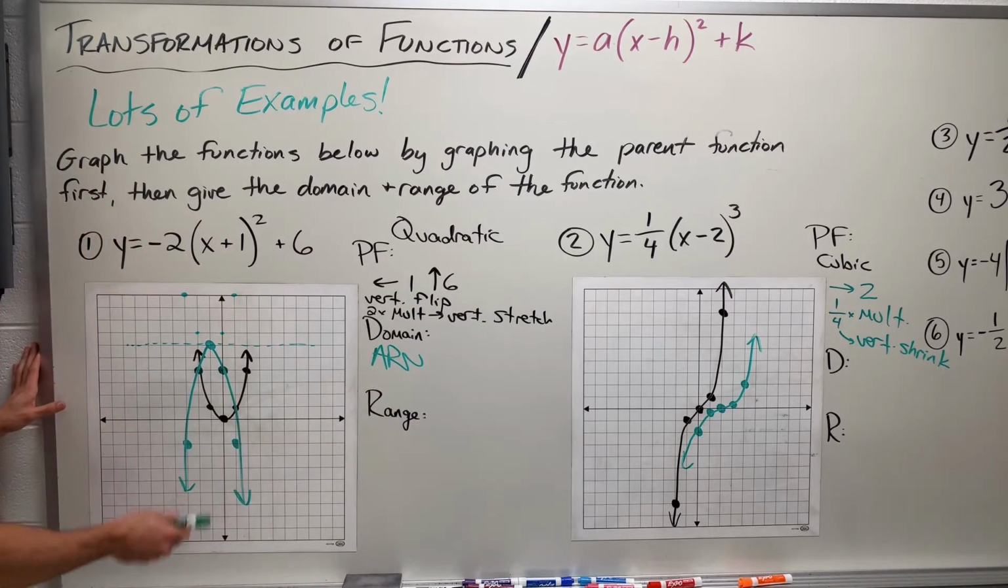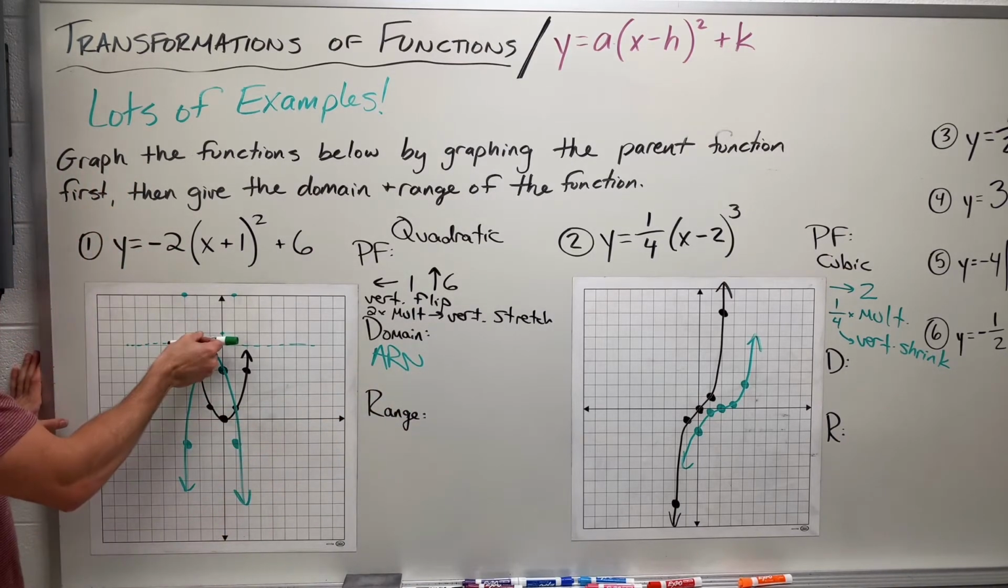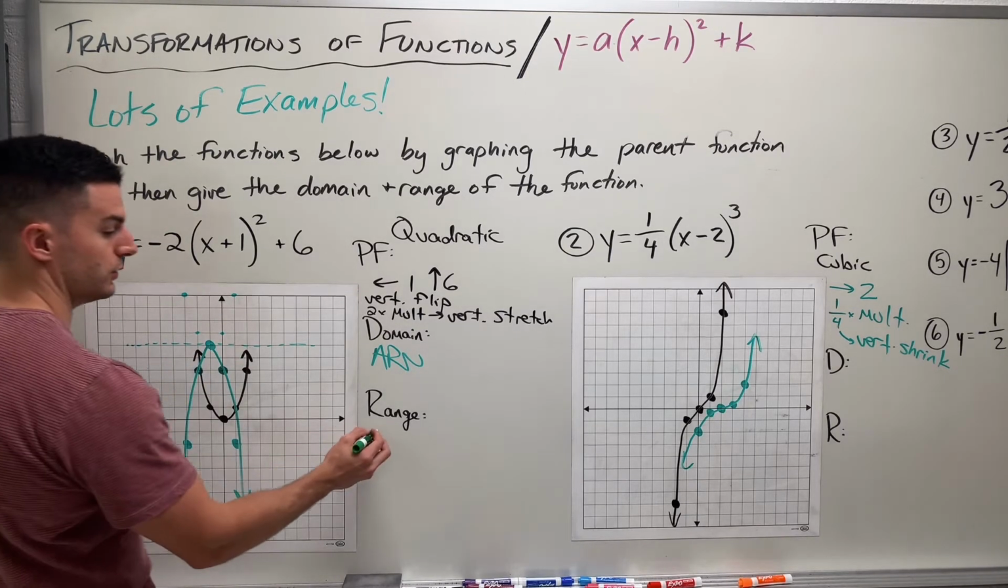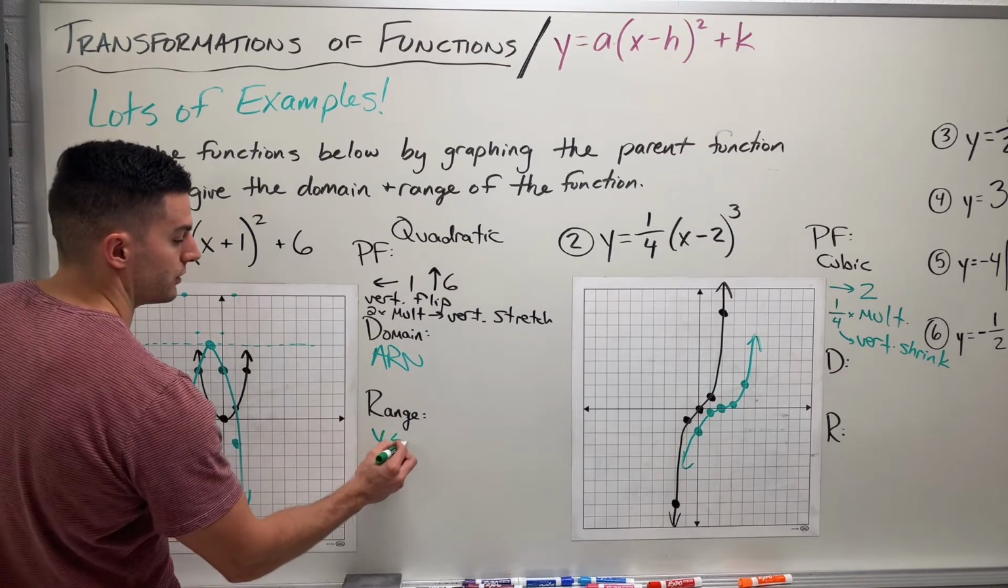And then the range, again, does not go up and down forever. The highest it ever gets is 6, okay? And it hits all the y values below that. So we'd say y is less than or equal to 6.